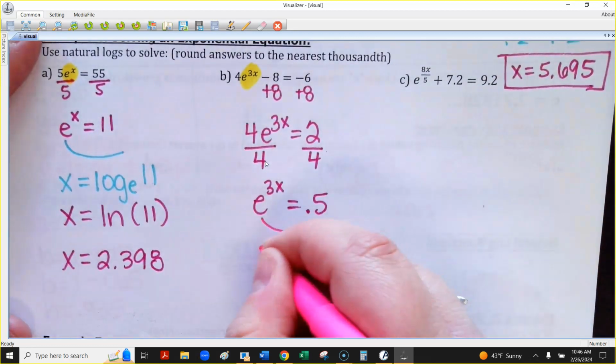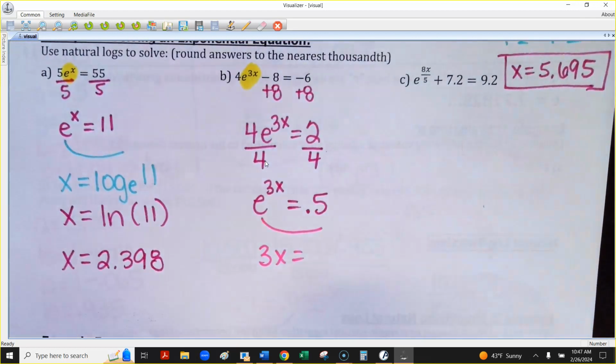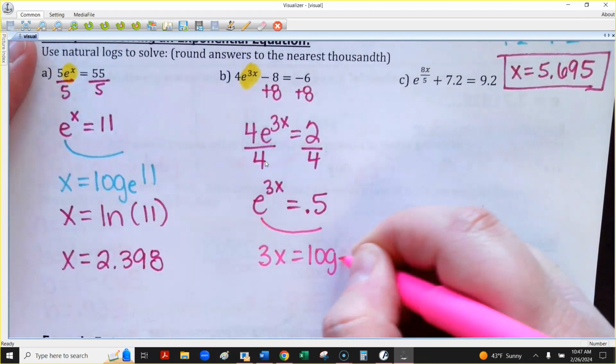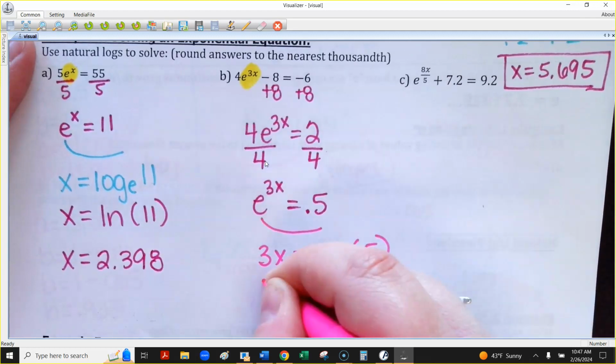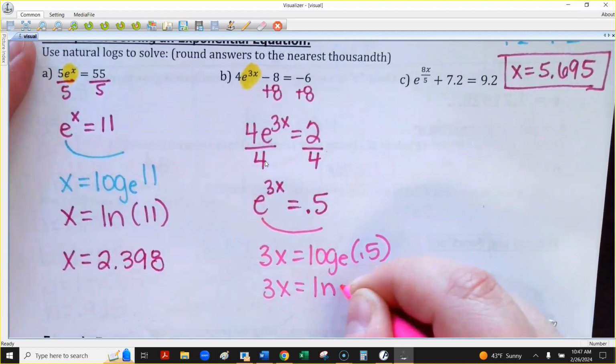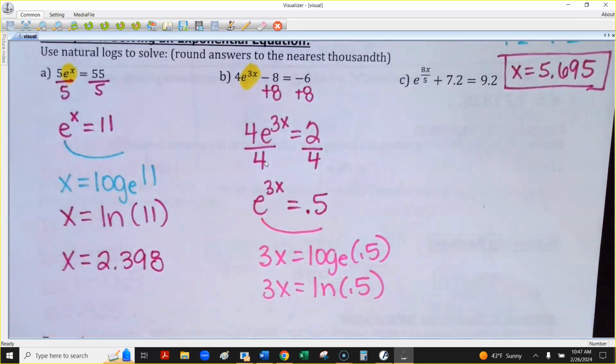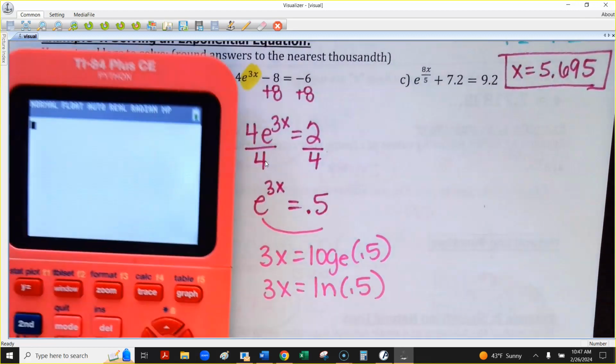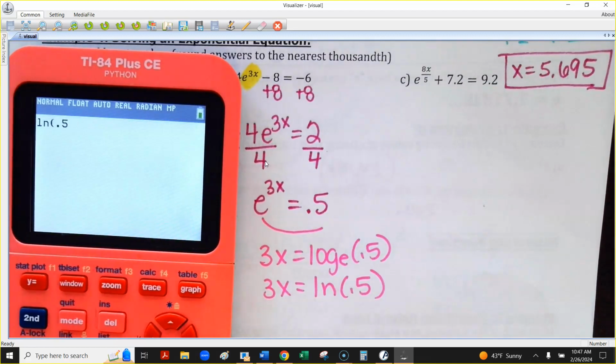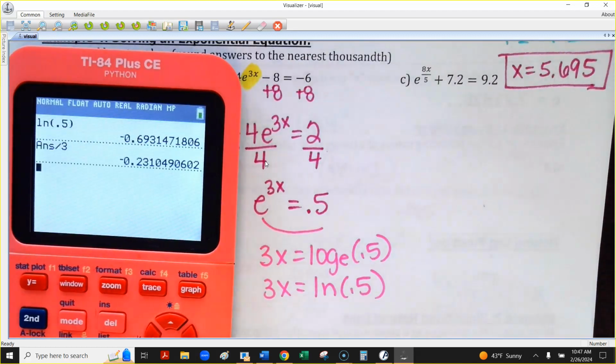So the 3x comes down on the level with the rest of the question. Maybe I'll write it again here. This would be log base e of a half, but the log base e is just the natural log. I'll have to do one more step on this question. I'm going to hit my natural log button, hit the 0.5, and figure out what that is. It'll probably be some tiny decimal. Then we're going to divide that by 3 because our exponent was 3x. We're doing it all right on the calculator screen, so we're not rounding multiple times. So this is about negative 0.231 to the nearest thousandth.